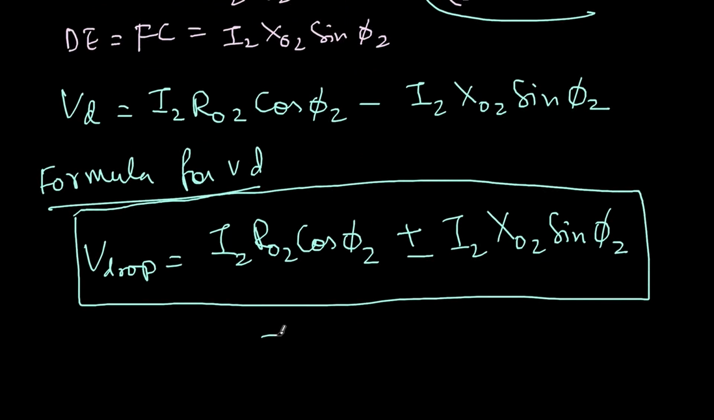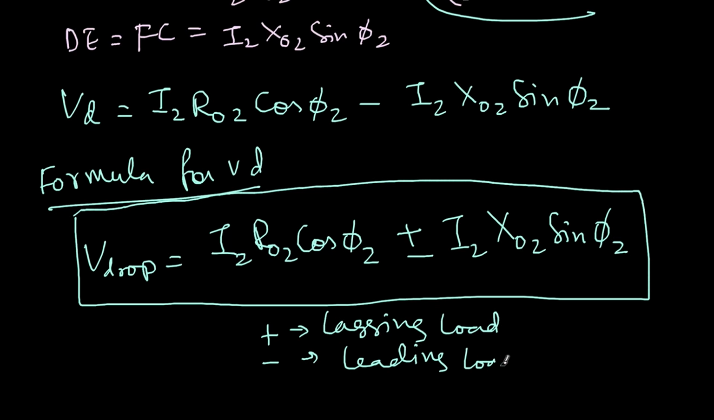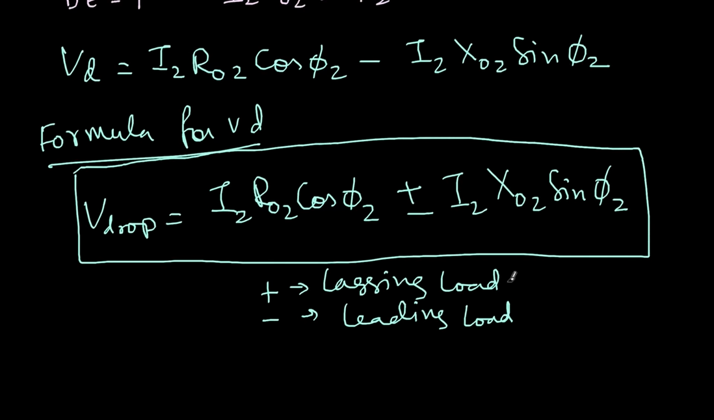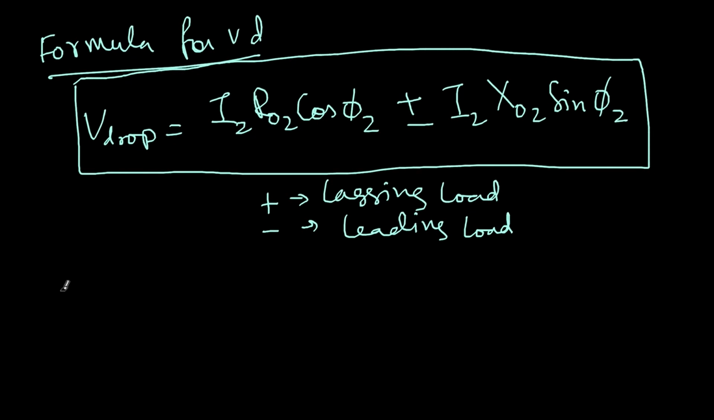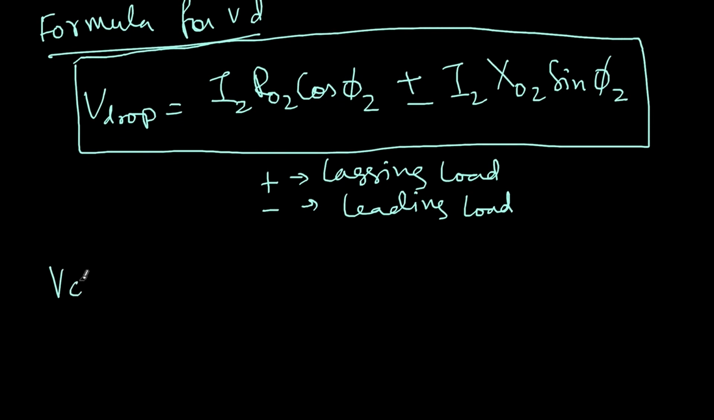So where plus is for lagging load and minus is for leading load. So you might ask an intelligent question, what happens if the load is neither lagging nor leading? It is a unity power factor. So under unity power factor, sine anyway will become 0. So there is no problem. This term entirely will become 0, and then this will be the voltage drop. Now, just before we conclude, so what is regulation? I just briefly mentioned some time back, voltage regulation.